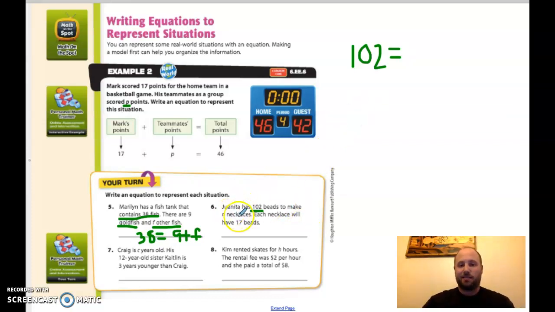To make n necklaces, each necklace will have 17 beads. All right, so I'm making n necklaces, and each of those necklaces has to have 17. What do you think we're going to do? Well, sounds like groups of things, right? Sounds like each necklace is going to have a certain amount. So I'm thinking it's going to be n times 17. We don't know how many necklaces they're going to make, but each necklace has to have 17 beads.